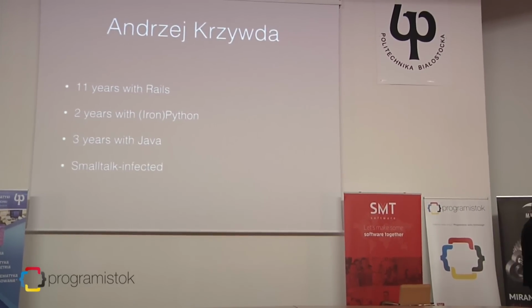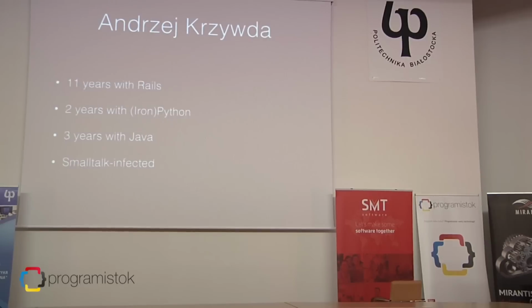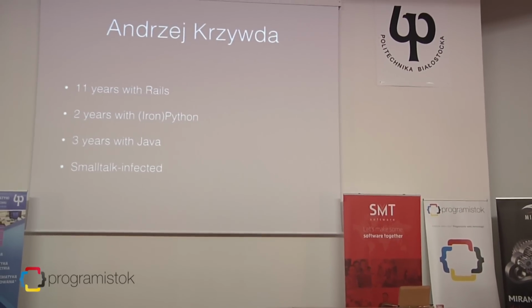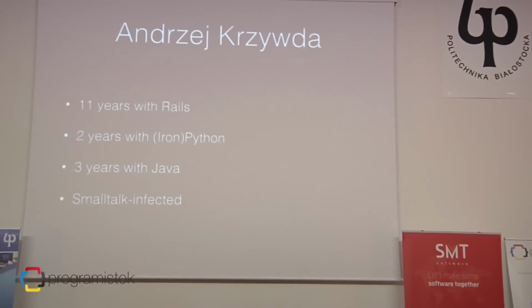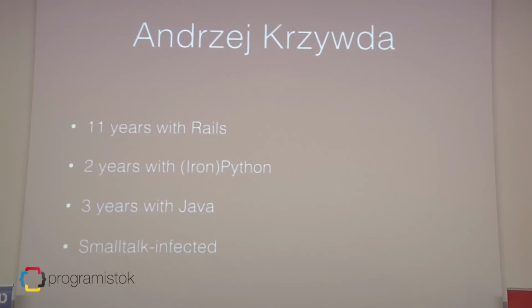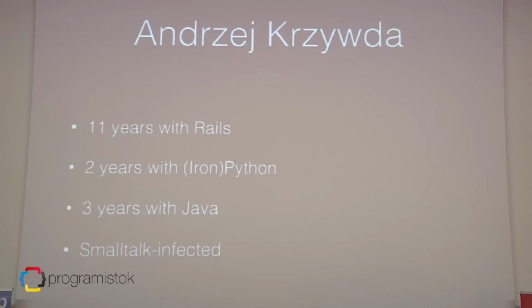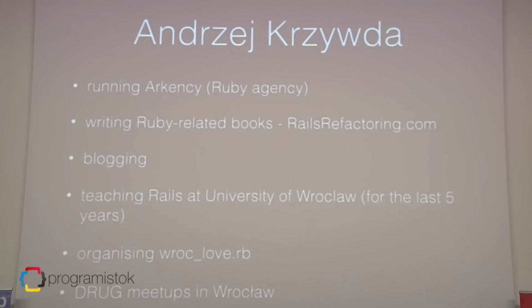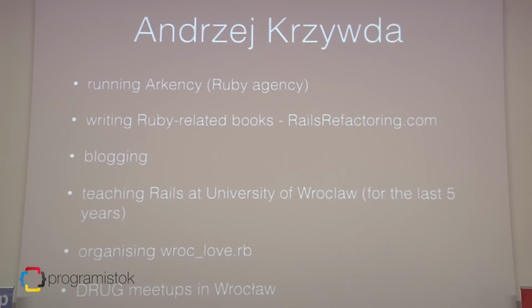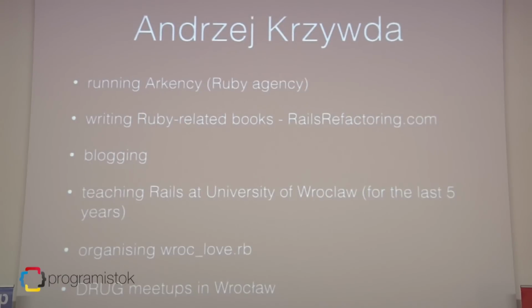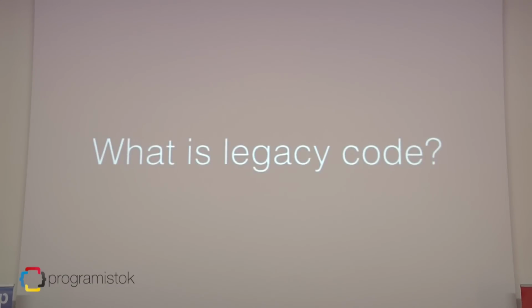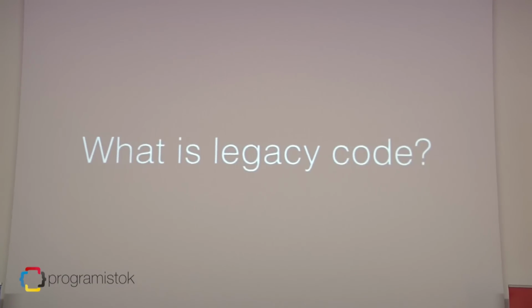I'm Andrzej Krzywda. I spent some time with different technologies, but now I'm mostly Ruby and Rails focused. But I had some experience with Java and Python as well, and obviously JavaScript because we all have it. But my programming mind is infected by small code for the last 15 years. So I write small code in Ruby, I write small code in Java, and so on. I run a company specialized in Ruby. I write blogs, books, and I teach about Ruby. But we're going to talk about legacy code.